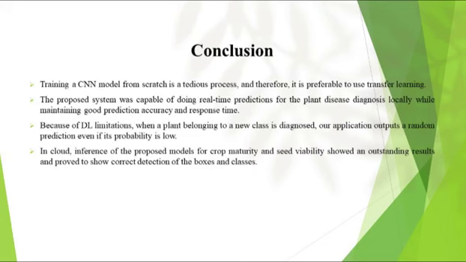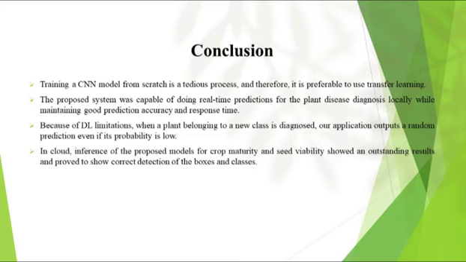General conclusion: training a convolutional neural network model from scratch is a tedious process, and therefore it is preferable to use transfer learning. The proposed system was capable of doing real-time prediction for the plant disease diagnosis locally while maintaining a good prediction accuracy and response time. Because of deep learning limitations, when a plant belonging to a new class is diagnosed, our application outputs a random prediction even if its probability is low.